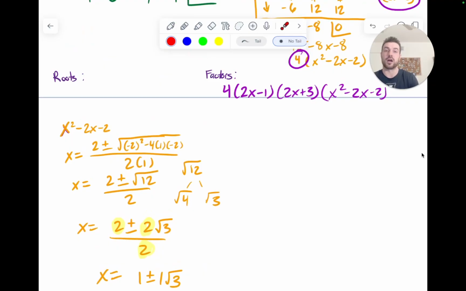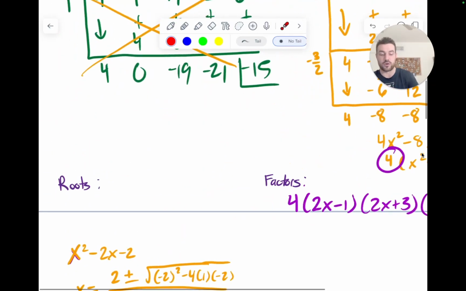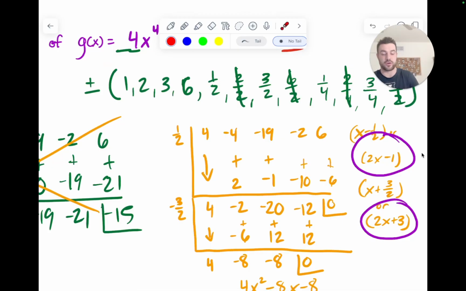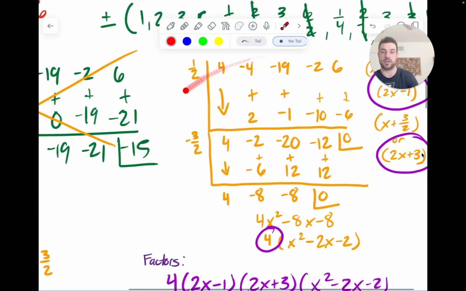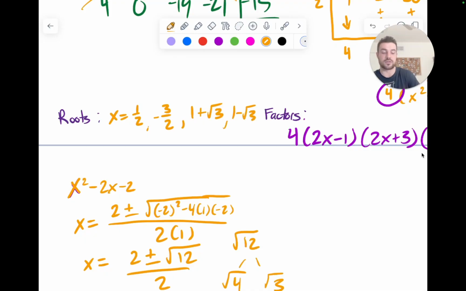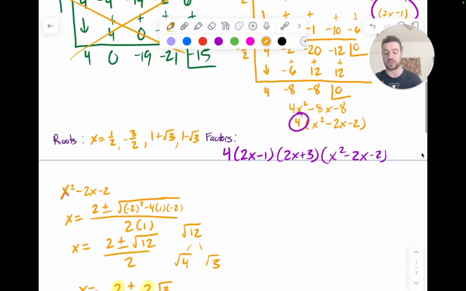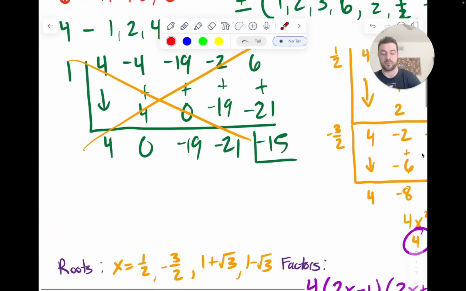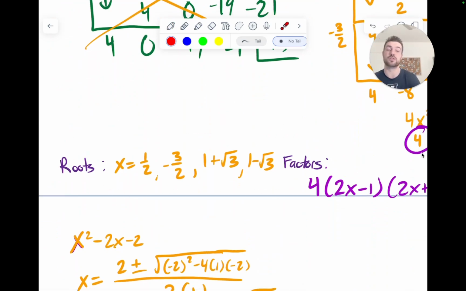So my roots here are going to be the solutions I found before, which include x equals 1/2, x equals -3 over 2, and those I found using my rational root theorem and synthetic division to confirm right here. And then I also just got 1 plus the square root of 3 and 1 minus the square root of 3, which are going to be our solutions as well. So just like we would assume here, because I have a degree of 4, I end up with 4 solutions or 4 roots.